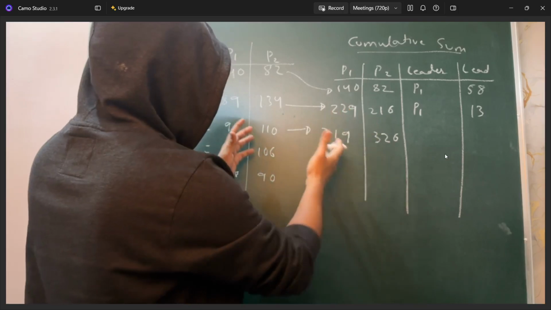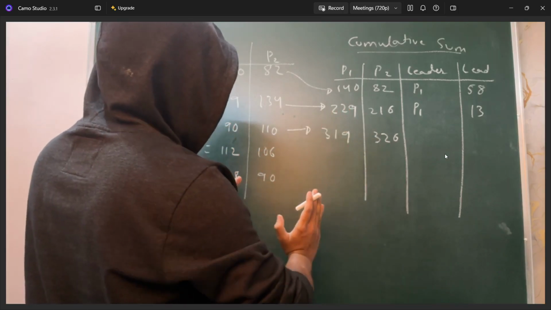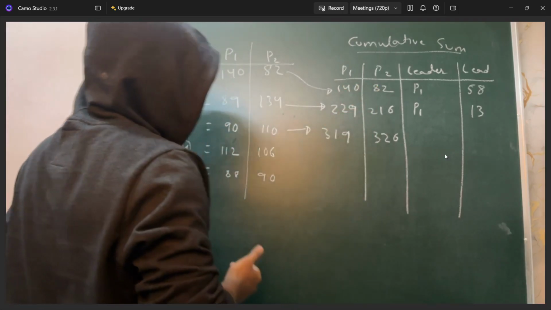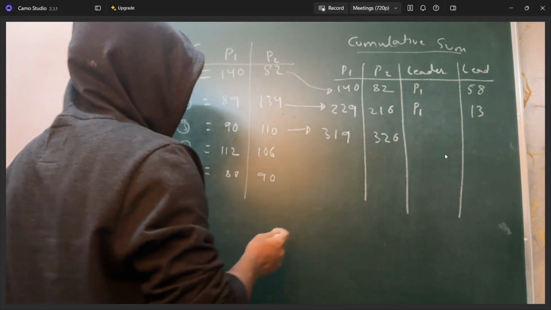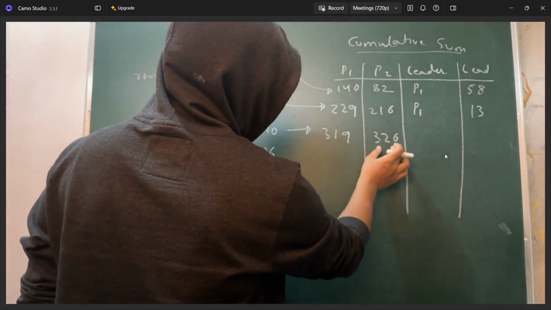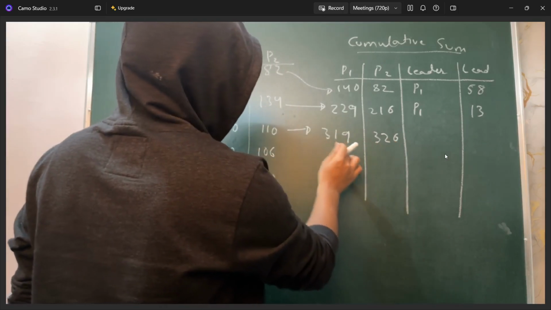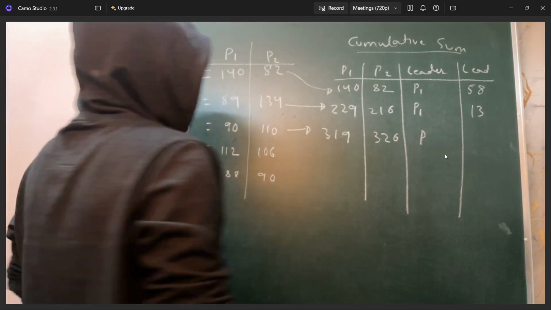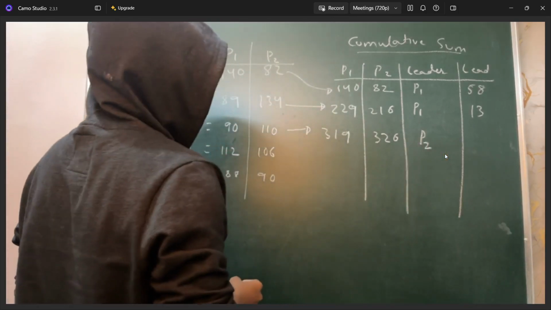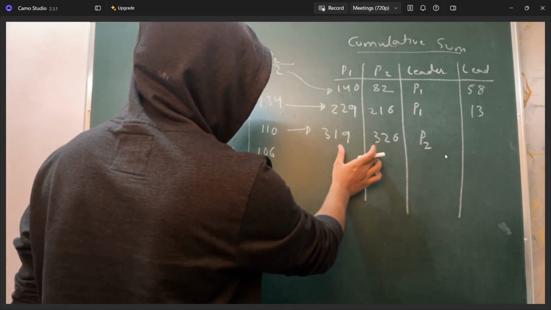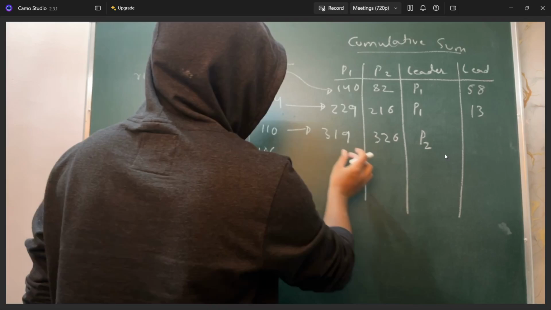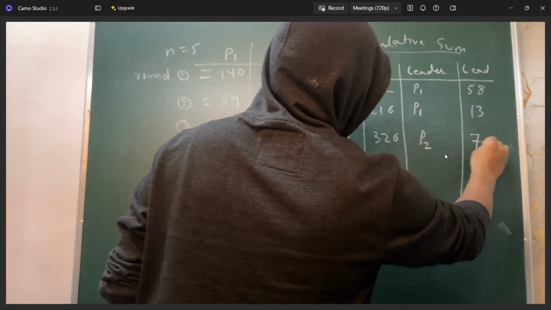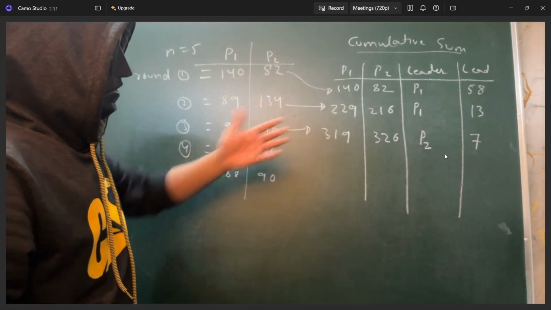If I make any mistake in addition, you just take care of that, but you just focus on the concept. So in this case, player 2 has more score, 326, and 319 is smaller. So definitely after round 3, player 2 is going to be the leader. So P2 is the leader, but by how many points is player 2 leading? That is going to be 326 minus 319, which is 7. So this is the story till round 3.